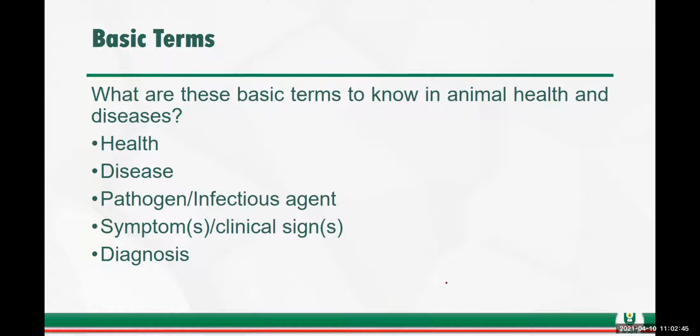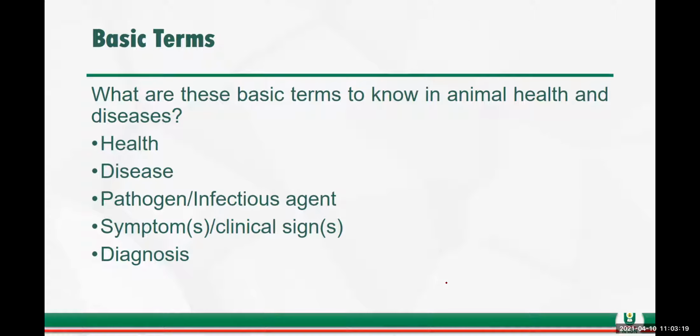The basic terms we want to look at today are 5. There are more than this, but for the purpose of this class, we have 5. The first here is health. Health is wealth. Number 2, disease. 3, pathogen or infectious agent. Number 4, symptoms or clinical signs. Then we have diagnosis.